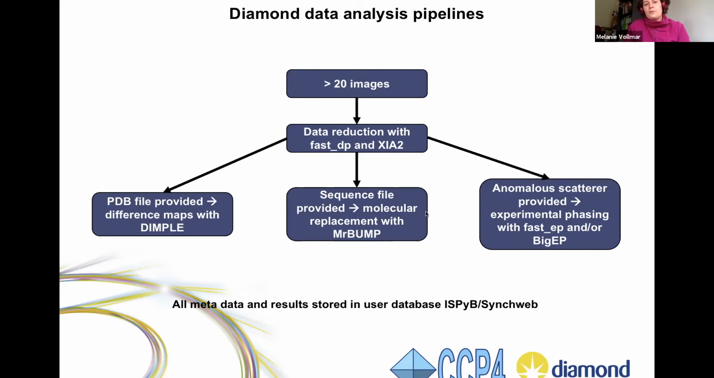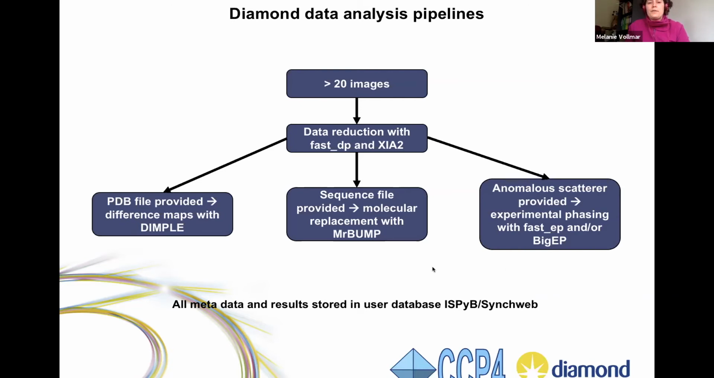And if none of these two apply, but we have an anomalous scatterer defined by the user, we again try and calculate phase information. This time it is for peak and after data, so to introduce that little phase shift. We do that either with FastEP and or BigEP. These are the two programs we run. Except for Mr. Bump and Dimple, the others are all in-house developments of pipelines to analyze the data.